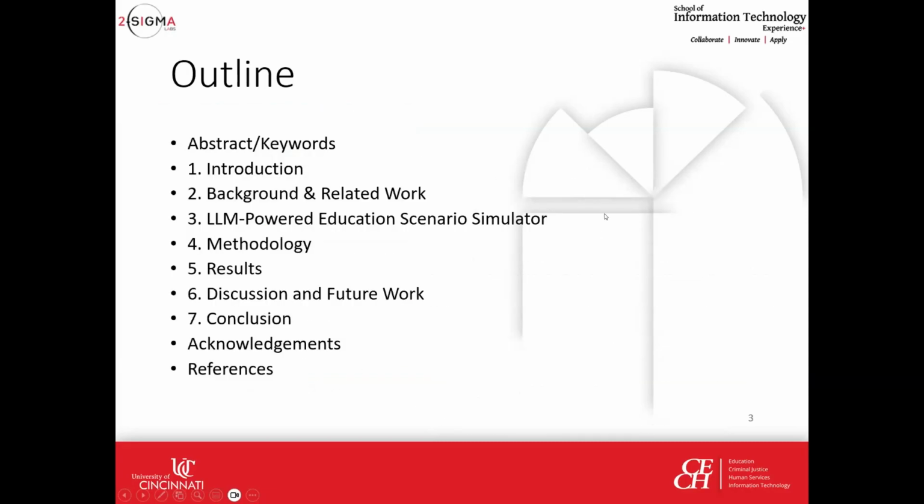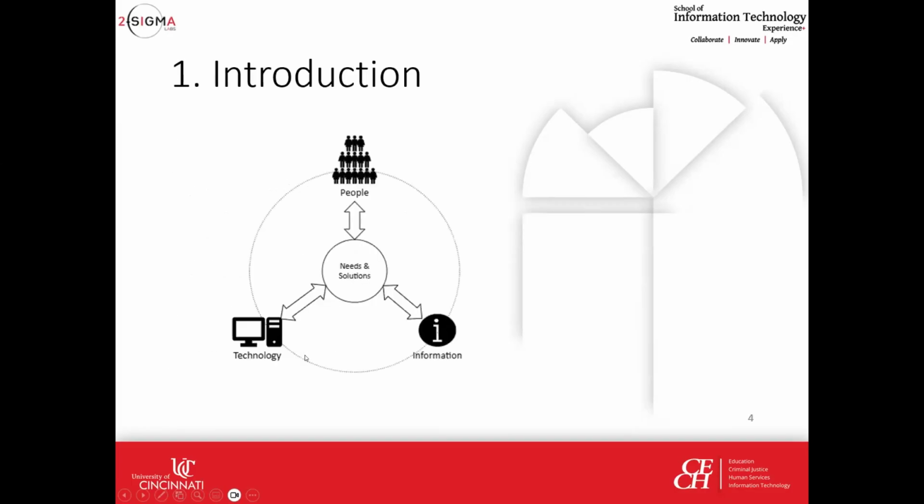Okay. This is the outline for my research paper. Usually this is a very normal structure: abstract, keywords, introduction, background and related work, large language model powered educational scenario simulator and method, research result, discussion and future work, conclusion, acknowledgment, and reference. Okay. And then the introduction.